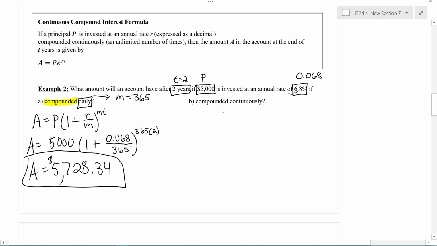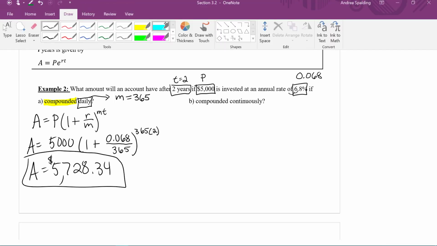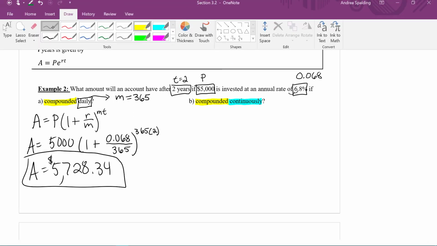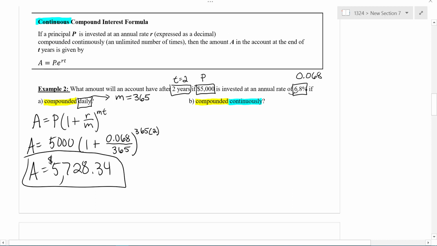What if we compound continuously? Okay, so this one's a little different. When you see the word continuously, okay, we're going to use a special formula called the continuous compound interest formula. Alright, so the only time that you're going to use this formula is when you see two words in a problem, compounded and the word continuously. Alright, so the formula for that is A equals P, and that's being multiplied times e to the RT power.